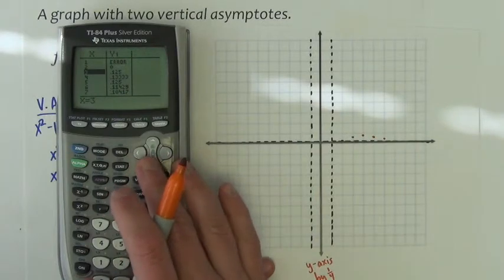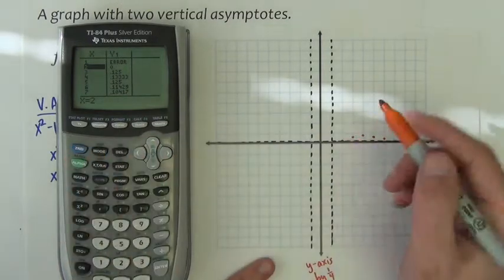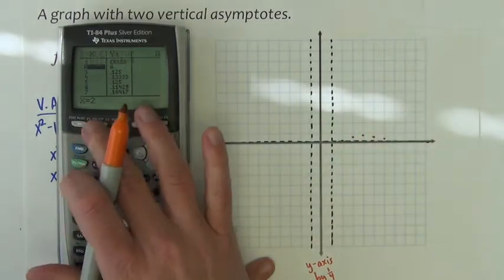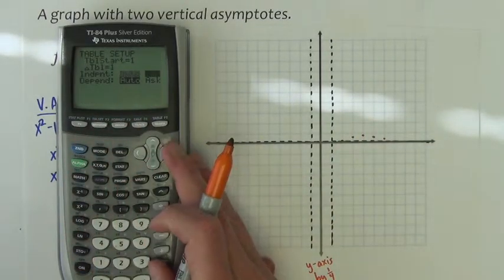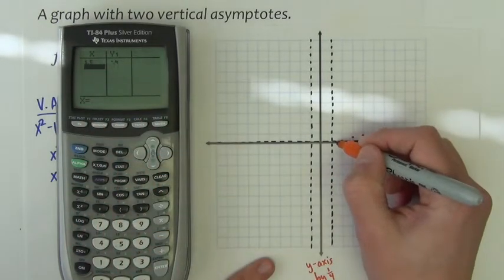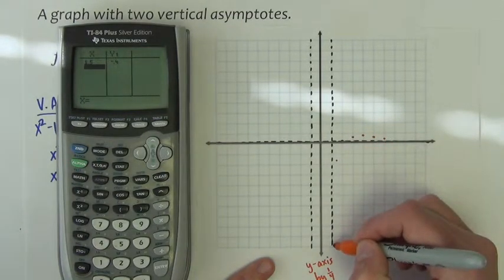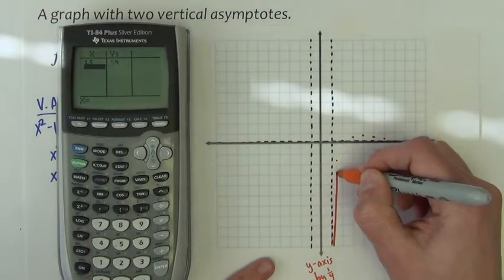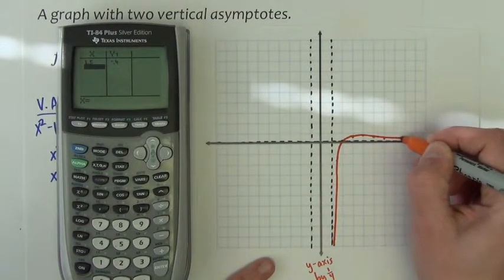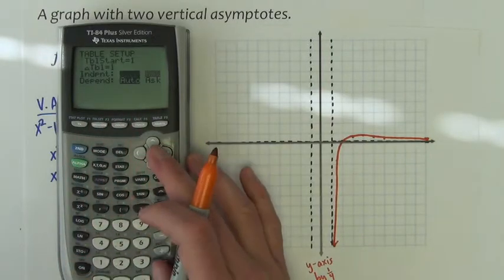I really want to know what happens right here at 1.5. So I'm going to go into my table set, change this over to ask, go back to table, and type in 1.5. At 1.5, we're at negative 0.4. So that'll be about here. So this graph comes up through the horizontal asymptote, comes back down and levels off. Okay, go back to auto on the table.